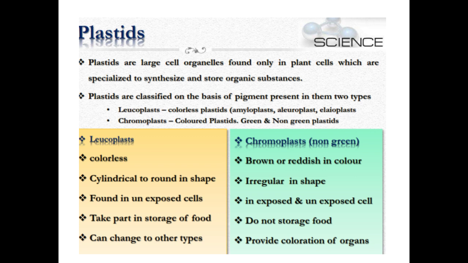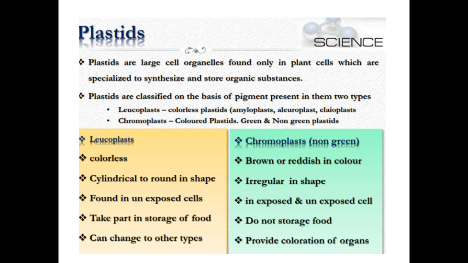So, next one is chromoplast. Chromoplast is a colored plastid. It may be yellow or orange in color, and the plastid containing the pigment chlorophyll is called chloroplast. See the difference? Leucoplast is a colorless plastid, and chromoplast contains green and other colors also, and the plastid which contains the pigment chlorophyll is called chloroplast. This chloroplast is important in photosynthesis, and we'll see the difference between the chromoplast and the leucoplast.